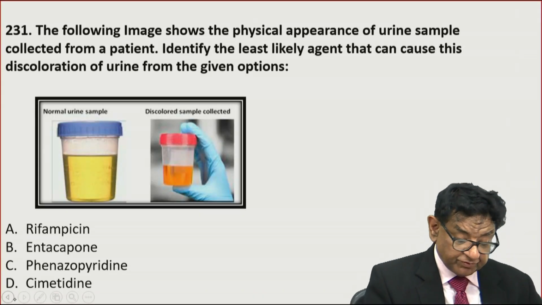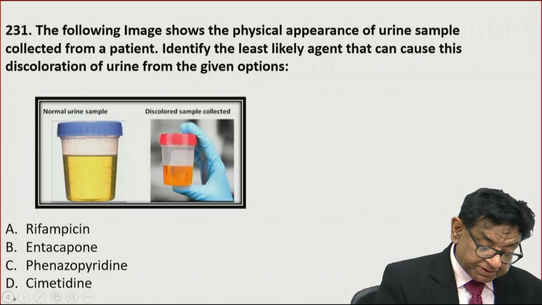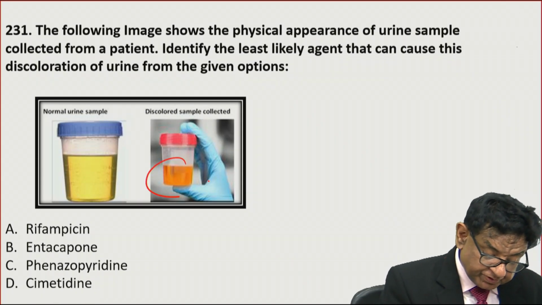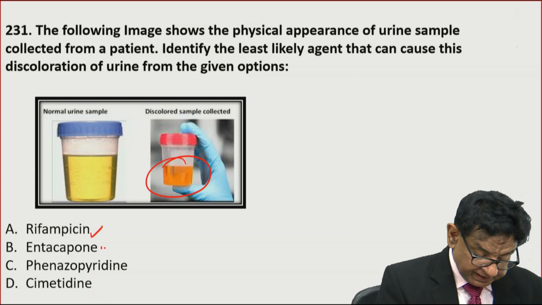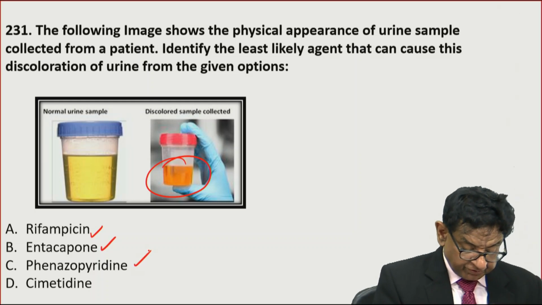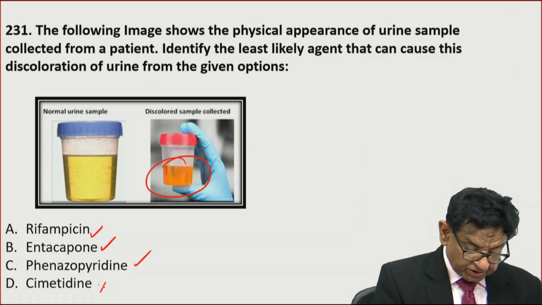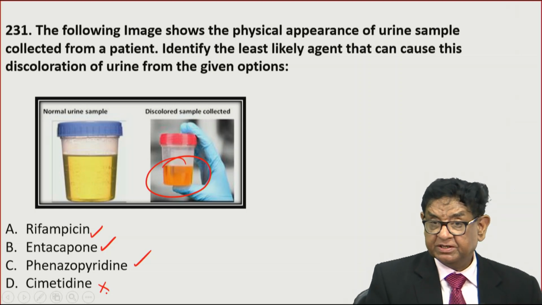Well, we got beautiful colored pictures. That means we are getting colored urine. Colored urine is seen in rifampicin, entacapone, and phenazopyridine. Cimetidine is not a cause of colored urine.